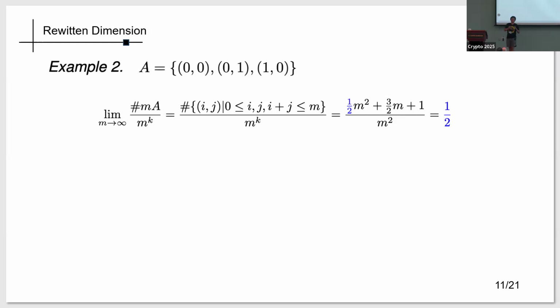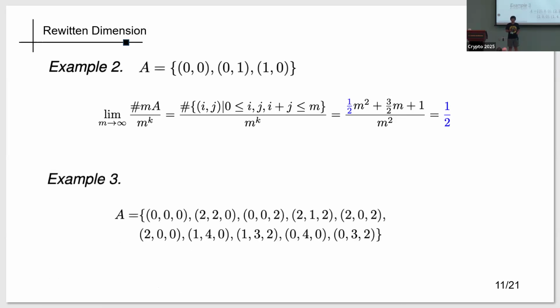But when the size of A becomes larger, or the dimension of A, which I call k, becomes larger, it's horrible. In this example it is 2, but when k becomes larger, it's hard. For example, for this A it is not easy to compute. I mean, in Asiacrypt, as I showed, they use several pages to compute this limit.